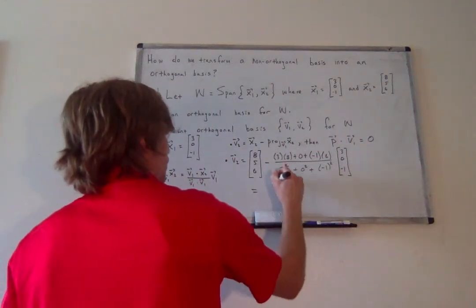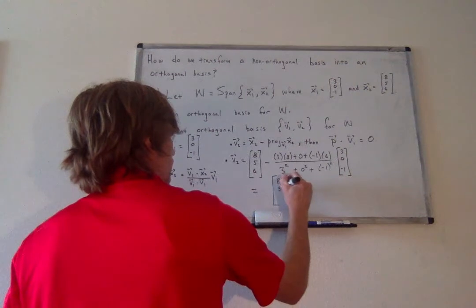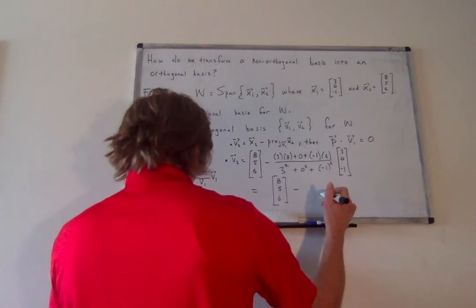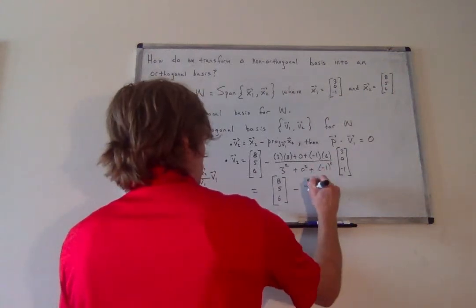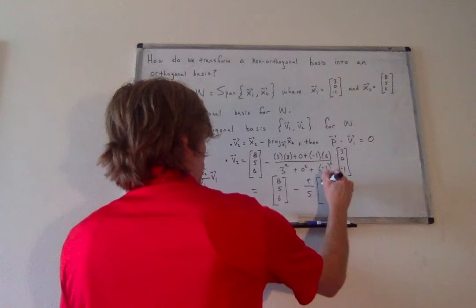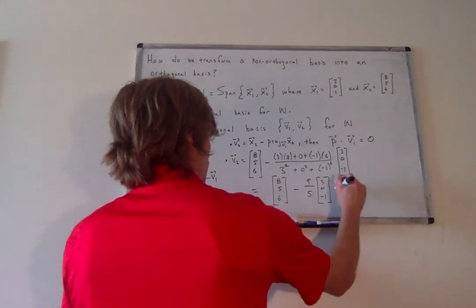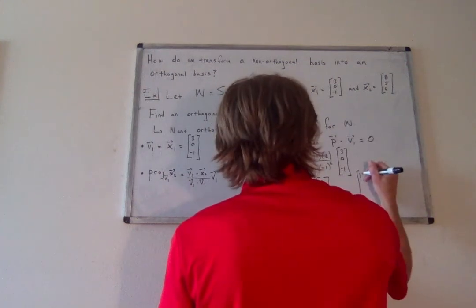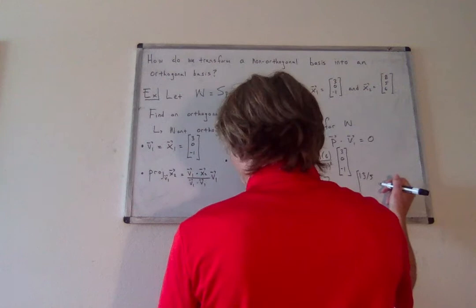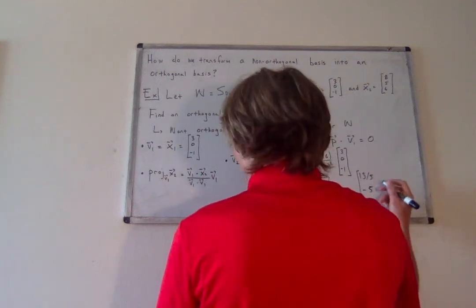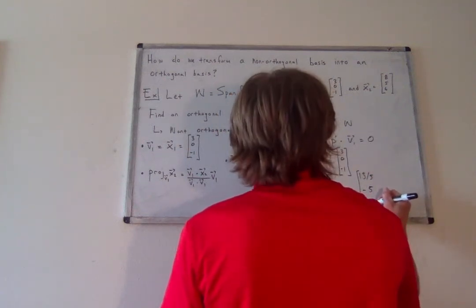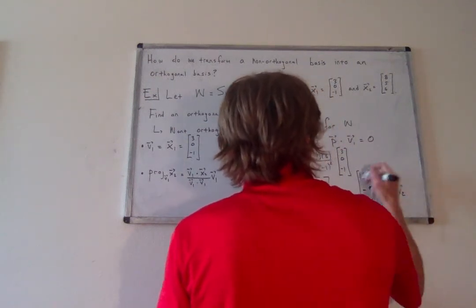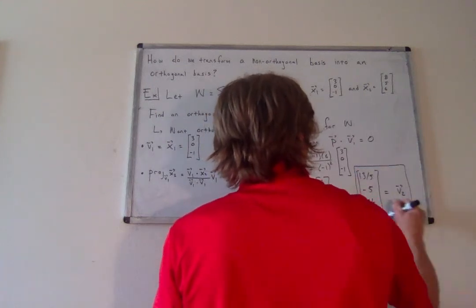And so this is equal to the vector 8, 5, 6 minus 9/5 times 3, 0, negative 1. And working through some fractions, you can actually get that v2 is equal to 13/5, negative 5, 39/5. So there's v2, there's v1.